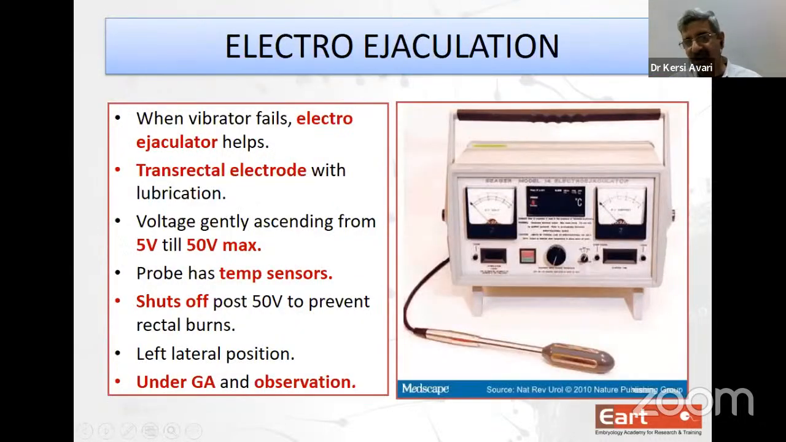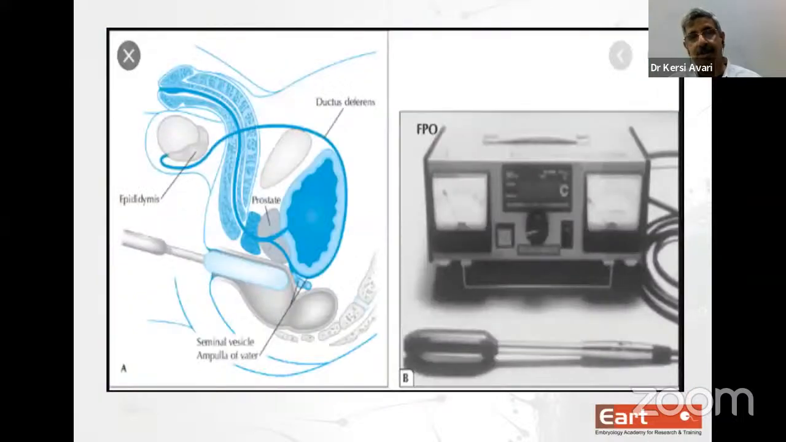So what we do is electroejaculation. The probe is passed through the anus, of course under monitoring, GA, anesthetist, embryologist, patient on the operation table, left lateral position, probe is passed. Here you see, this is the anal opening, this is the large intestine, bladder, prostate, seminal vesicles, both are given a vibratory effect, and contract. When it contracts, the sperm from the duct are being pushed out.